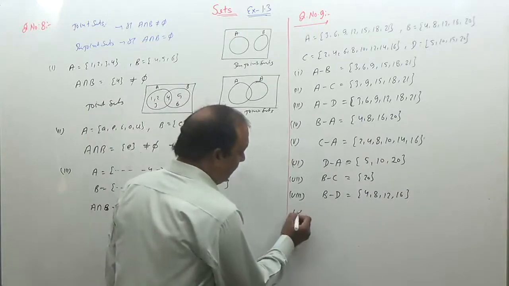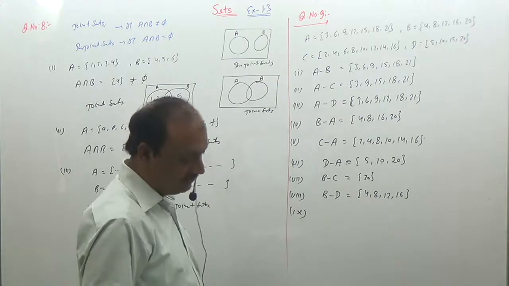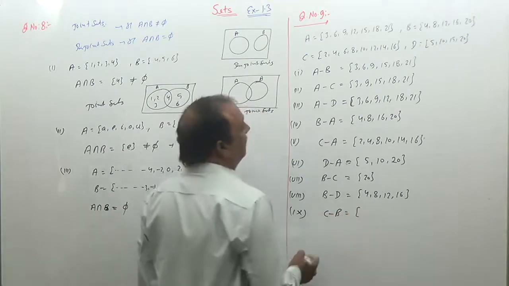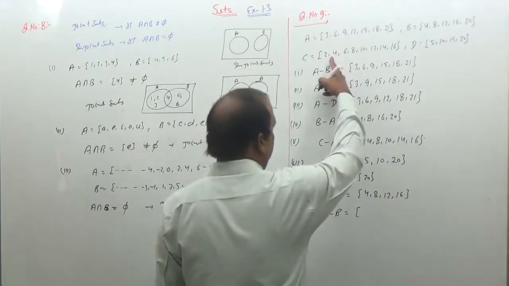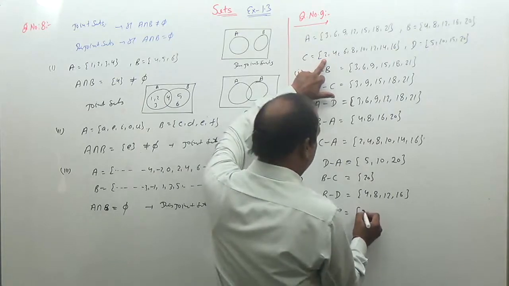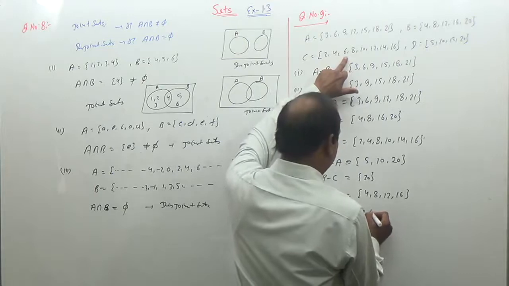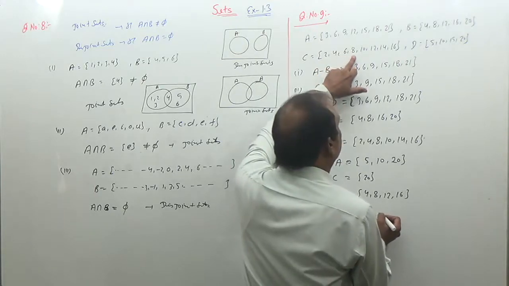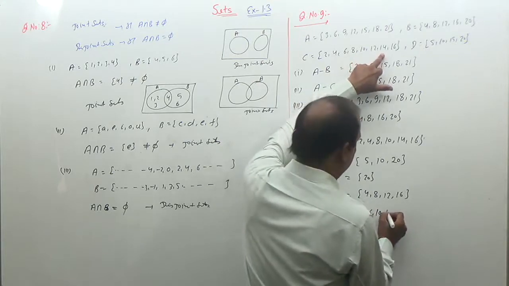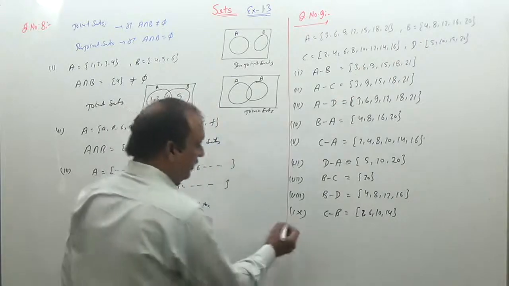Next is ninth. C minus B. C minus B is the set which contains the elements of C only, not B. So 2, we will not take 4 because 4 also belongs to B. And next is 6, 8 not, 10, 12 not, 14, 16 not. So these are the elements of set C only.